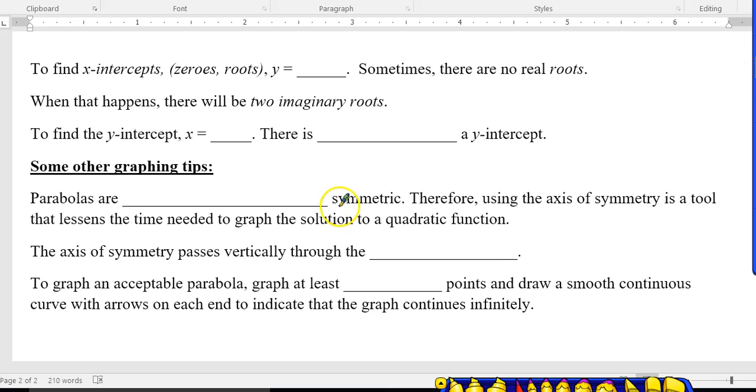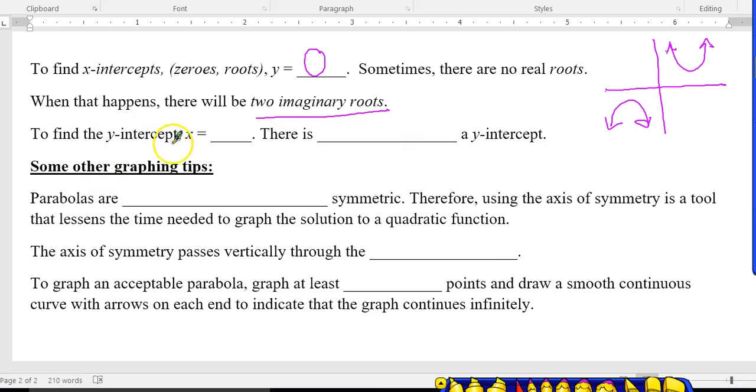So a couple other things to note. To find your x-intercepts, in other words, zeros or roots, your y has to be 0. Sometimes there will not be real roots. That's what happens when, for example, you have a parabola that maybe lives up here, or somewhere down here, it won't have real roots. When that happens, you'll have imaginary roots.